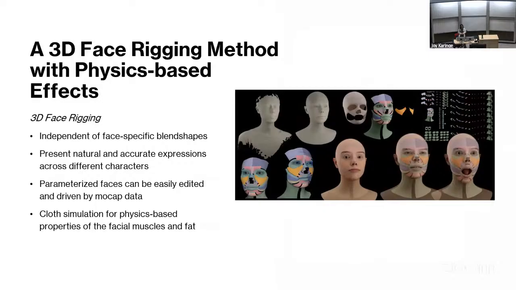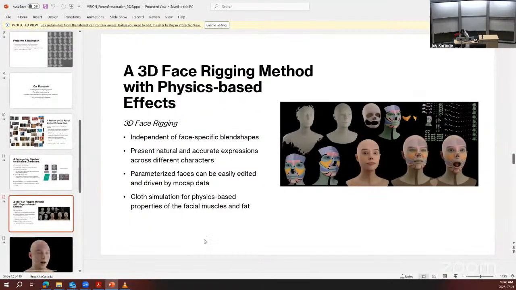One of the highlights in our research is this 3D face parameterization or rigging method, inspired by physics simulation and face anatomy. This method is independent of face-specific blend shapes. It presents natural and accurate expressions across different characters. Its parameterized faces can be easily edited and driven by motion capture data. One of the biggest innovations is that we utilized position-based dynamics cloth simulation for physics-based properties of the facial muscles and fat. And we created a video for this paper, so I'm just going to quickly show it to you.